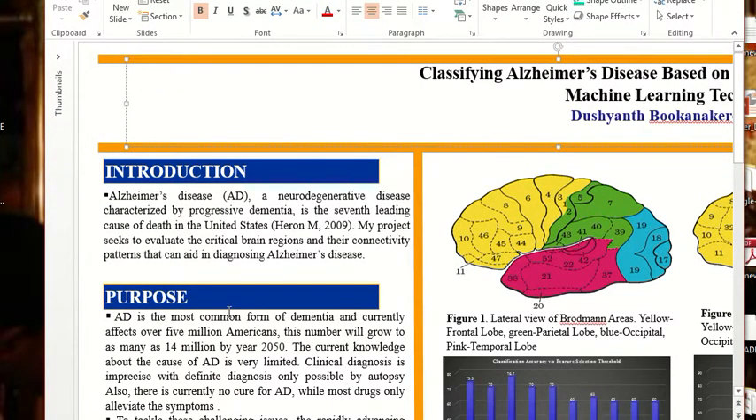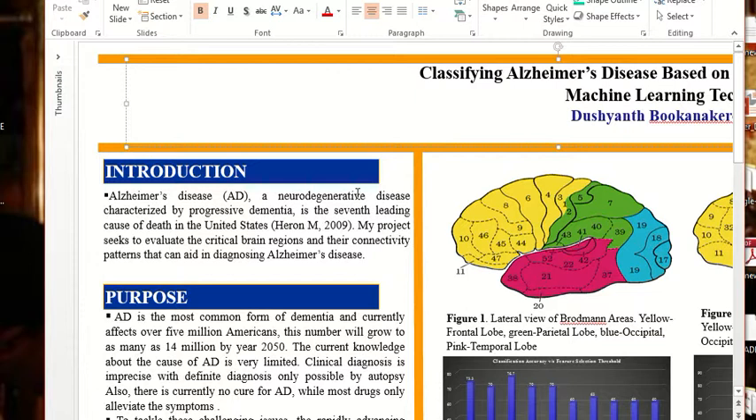The current knowledge of Alzheimer's is very limited. Also, there is no proper clinical diagnosis for the disease; it can be confirmed only through autopsy. And also, there is no proper cure for this disease. So, what my project does is it seeks to evaluate the critical brain regions and their connectivity patterns that can aid in diagnosing Alzheimer's disease.